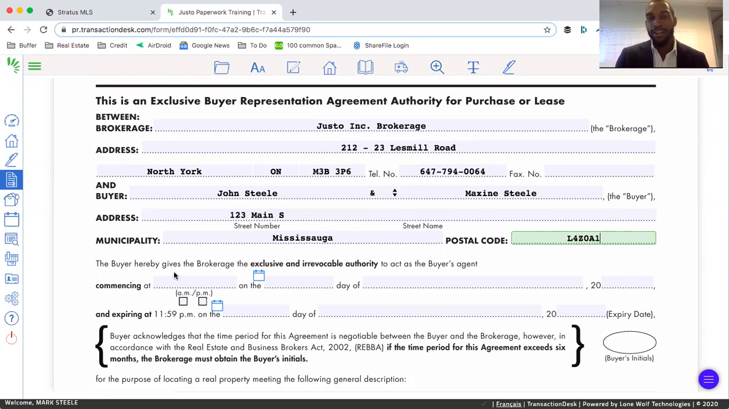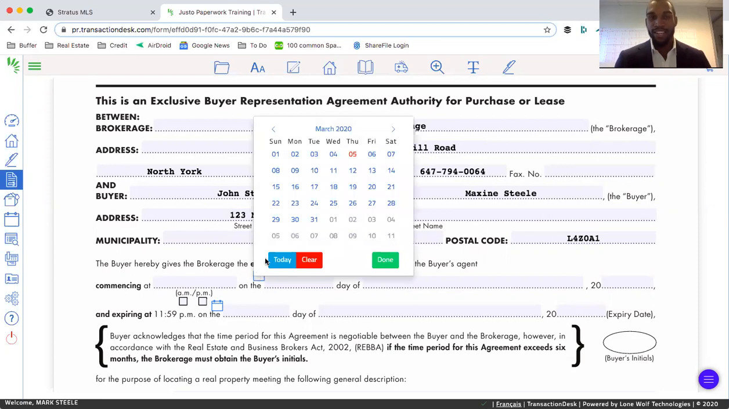Now for the next part here where it says the buyer hereby gives the brokerage the exclusive and irrevocable authority to act as the buyer's agent, this is essentially saying from this commencement date to this end date, you agree to work with me exclusively as your realtor. And again, you won't use any other broker or a realtor out there to work for your needs. So whatever day you start working with them is the first day that you put in this section here.